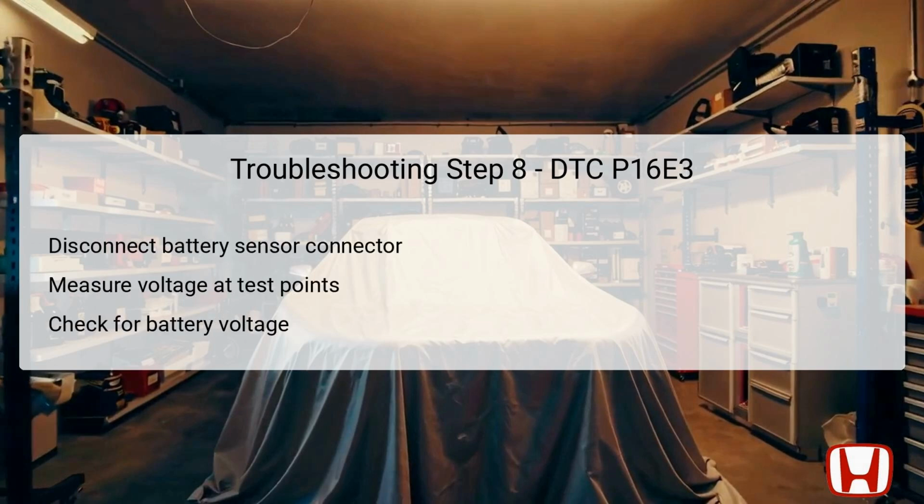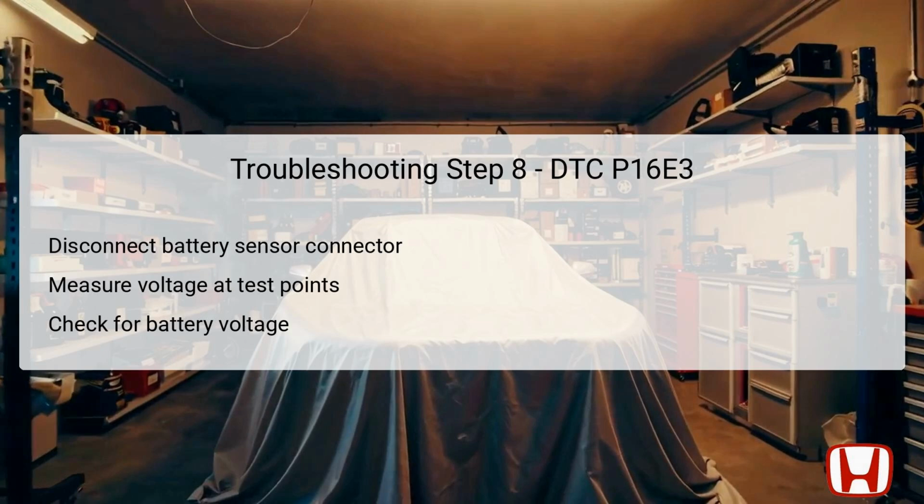During the 8th step, you will once again disconnect the battery sensor 2P connector to ensure accurate voltage measurements. With the connector removed, measure the voltage between the specified test points while the ignition is still in the lock position. This checks for battery voltage at the battery sensor connection terminal number 1, ensuring that the wire leading to the battery sensor maintains a proper supply.